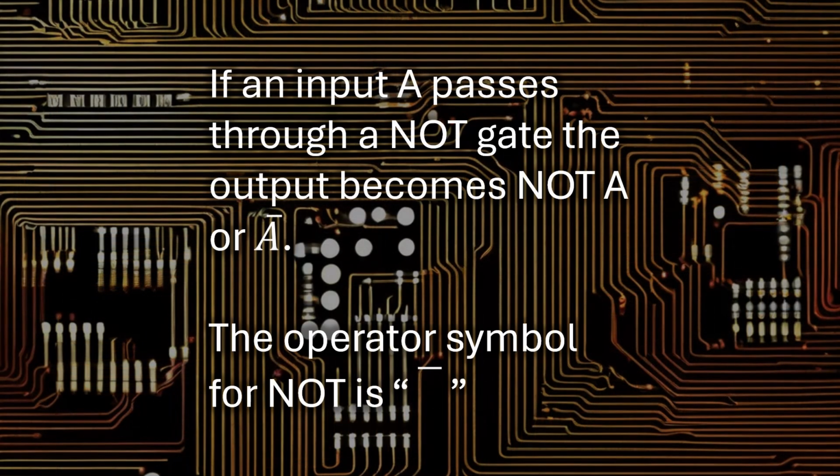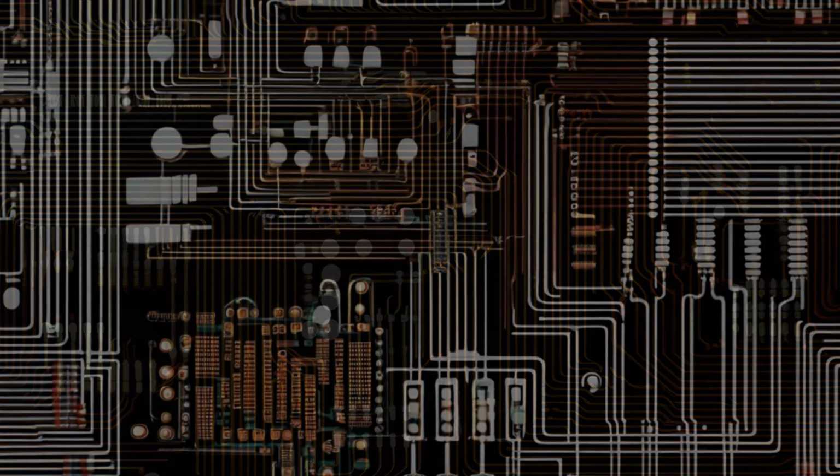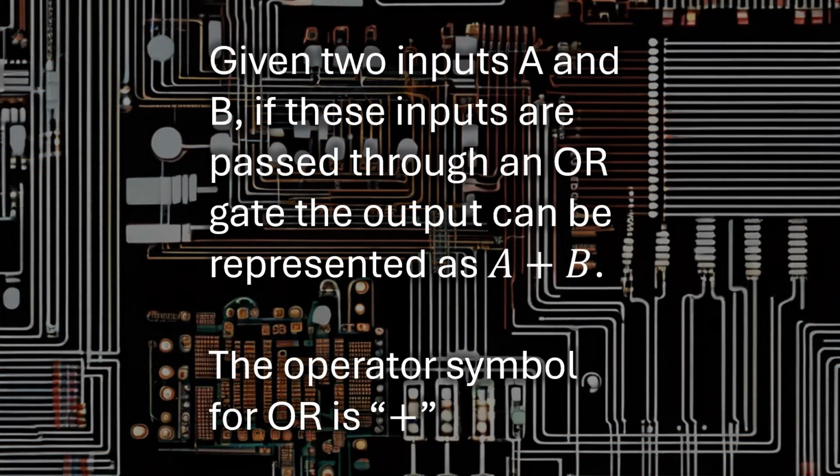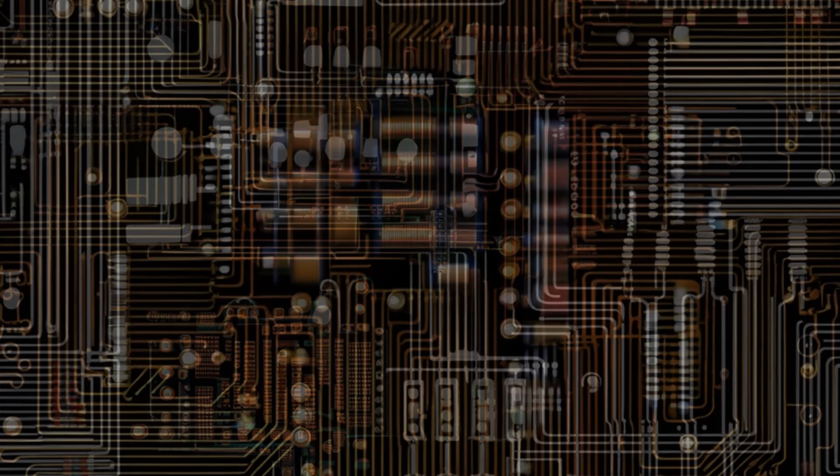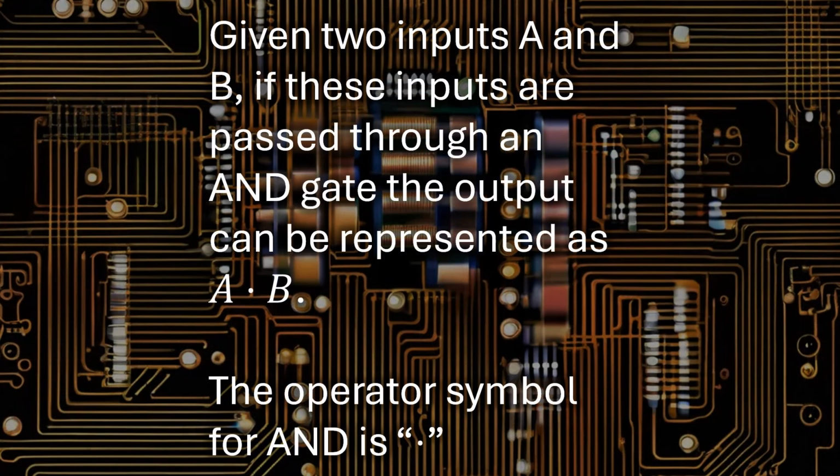If an input A passes through a NOT gate, the output becomes NOT A. Here we can see the operator symbol for the NOT gate. Given two inputs A and B, if these inputs are passed through an OR gate, the output can be represented as A OR B. Here we can see the operator symbol for the OR gate. Given two inputs A and B, if these inputs are passed through an AND gate, the output can be represented as A AND B. Here we can see the operator symbol for the AND gate.